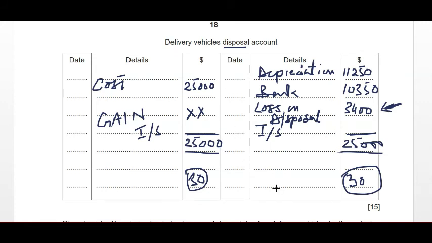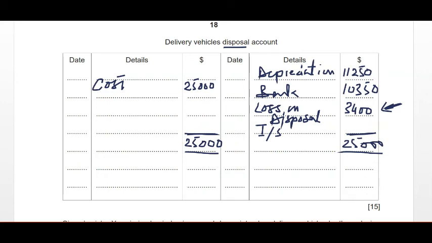There is no balance CD or balance BD under a disposal account. So, our disposal account ends over here. We have calculated that there was a loss on disposal of 3,400 in selling this motor vehicle B, because you sold it at 3,400 less than what the net book value would have been at that date.